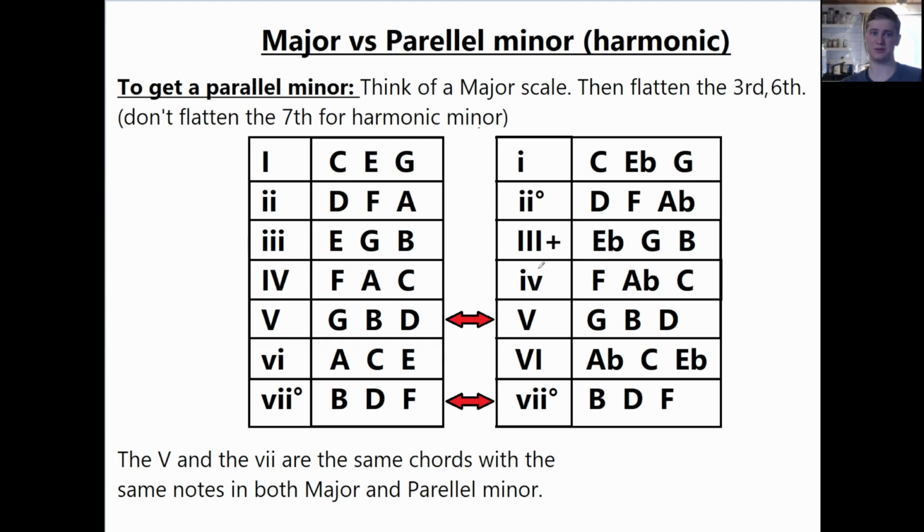Next, our 4 becomes minor. This is because our third is A, and this becomes A flat. And if you have a minor triad and you sharpen the third, now you have a major triad.